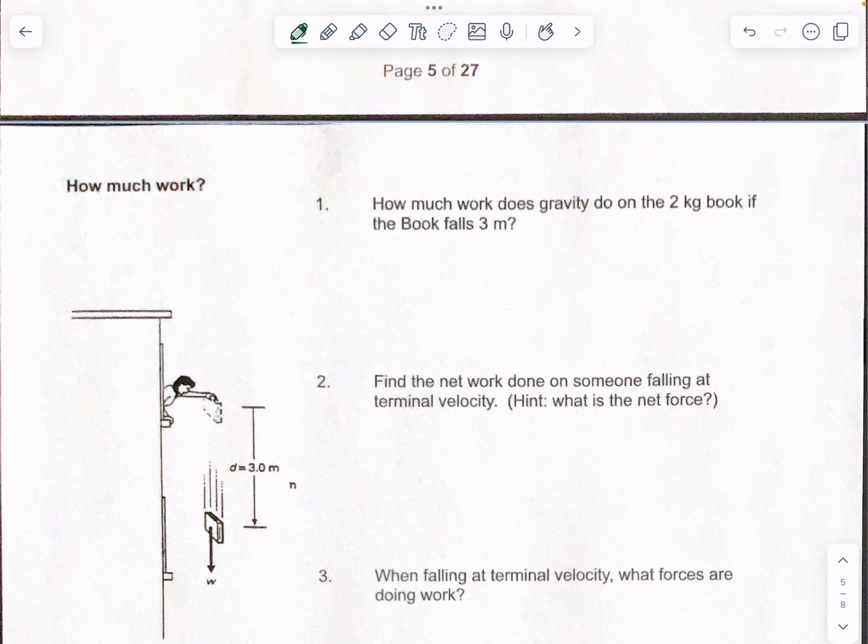Okay, moving on here. How much work does gravity do on the 2 kilogram book if the book falls 3 meters? Remember, work equals force times distance.